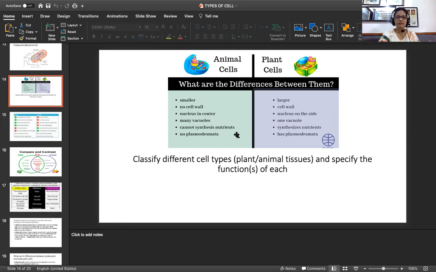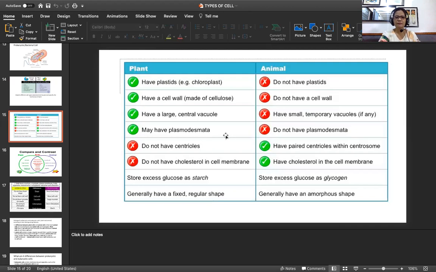Okay, ang animal cell cannot synthesize nutrients. It cannot produce its own nutrients. It only depends on those nutrients that are ingested by the living organism. Sa plant cell naman, kaya. Kaya nga it can produce its own food, okay, in the process of photosynthesis. Of course, walang plasmodesmata ang animal cell at mayroong plasmodesmata ang plant cell. Okay, what else? Plants have plastids, of course, X yan sa animal. Plants have cell wall. They are made up of cellulose. Walang cell wall ang animal.